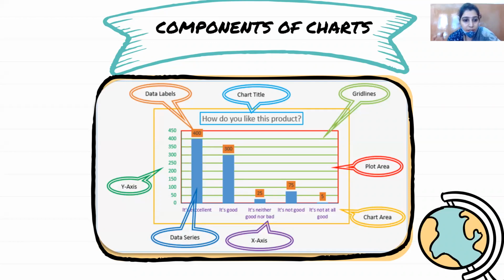Data series means the data that you have taken from the worksheet. You have selected the data before making a chart. Data label means the value on each data series. हर बार के ऊपर देखो एक value आ रही है, उसकी specific value is here, right? Then the plot area and the chart area. The plot area is the smaller one. The chart area is the larger one. Plot area is just surrounded by the x-axis and the y-axis in which the chart will be formed. Whereas in the chart area, all other components will get included.